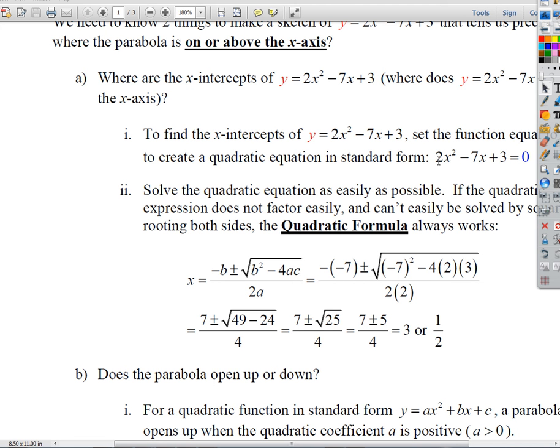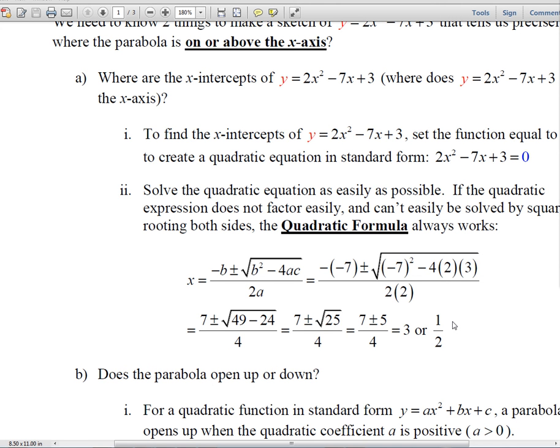Let's see. I know that a is 2, b is negative 7, c is 3. If I plug all that stuff in and just do the work, right? I just simplify this thing. It ends up boiling down to 7 plus or minus the square root of 25 over 4. Square root of 25 is just 5. So 7 plus or minus 5 over 4. Well, 7 plus 5 is 12, divided by 4 is 3, right? 7 minus 5 is 2, divided by 4 is 1/2. So my two x-intercepts are going to be x equals 3 and x equals 1/2.